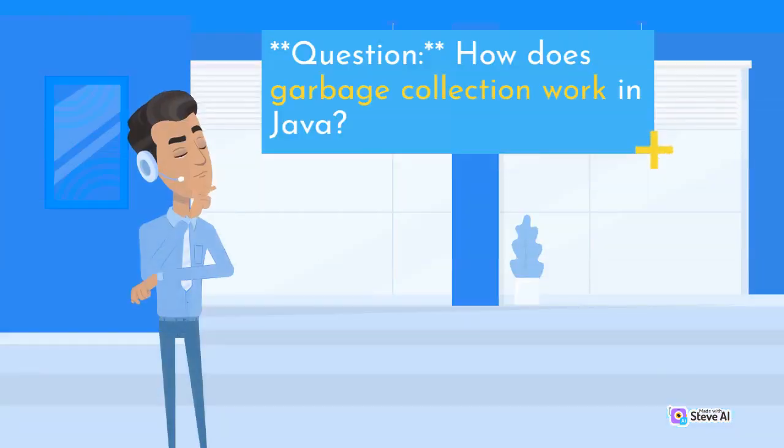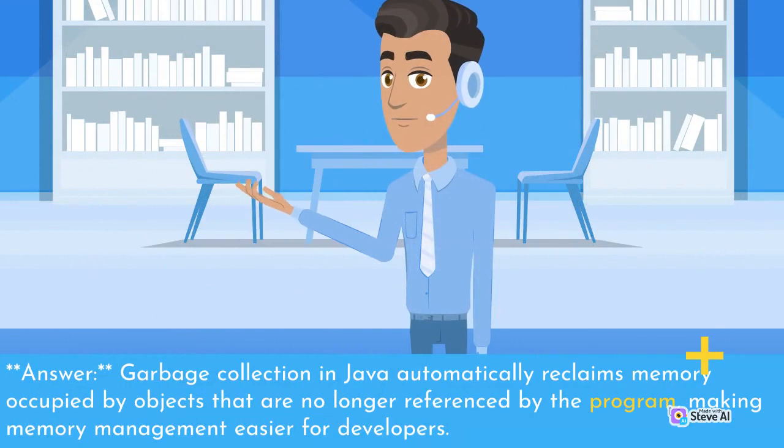16. Question: How does garbage collection work in Java? Answer: Garbage collection in Java automatically reclaims memory occupied by objects that are no longer referenced by the program, making memory management easier for developers.